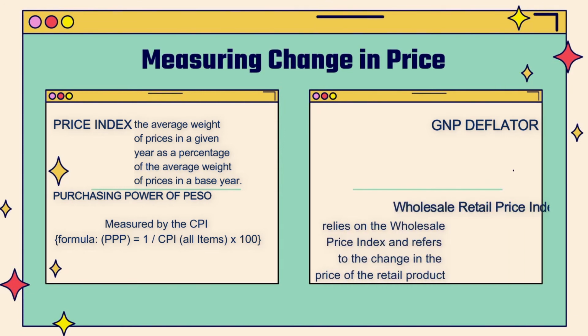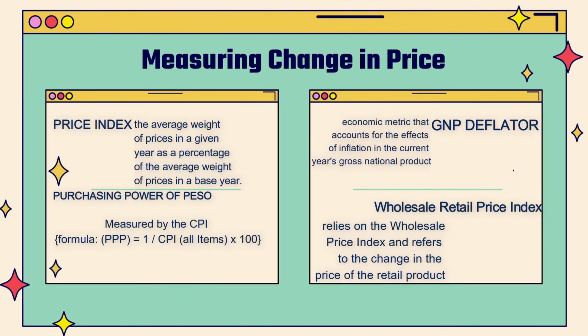And the last one is Wholesale Retail Price Index. It relies on the Wholesale Price Index, which refers to the change in the price of a bulk selling product, and the Retail Price Index, which refers to the change in price of a retail product.